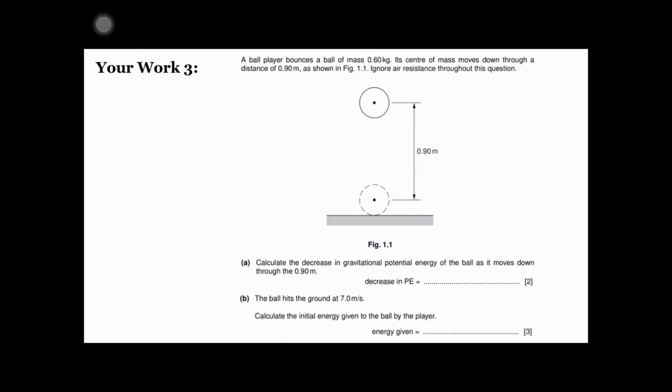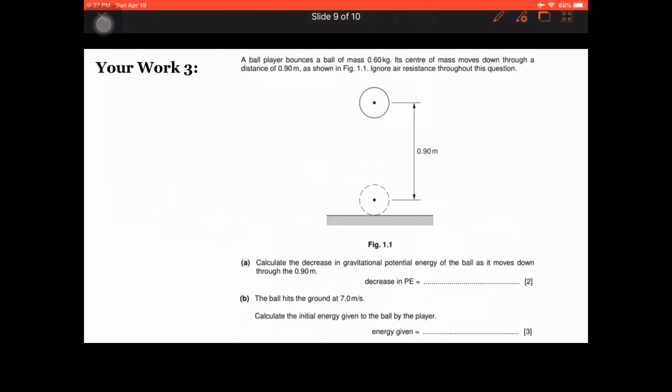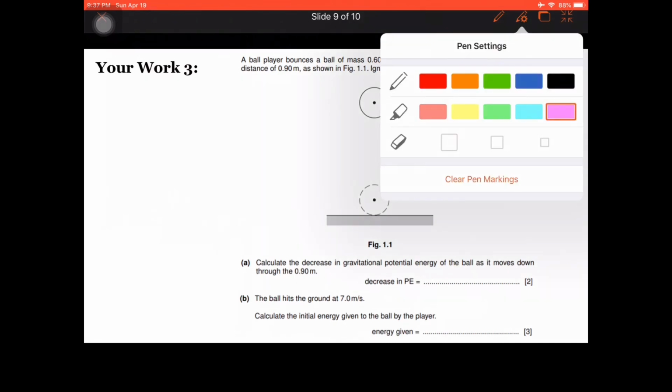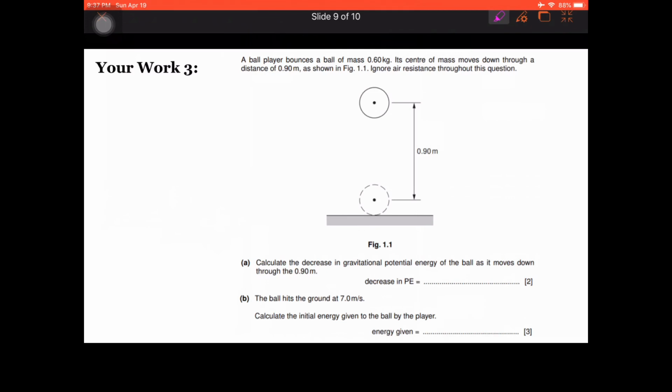Okay, third question for your individual work is this one. So now don't be nervous if you see some figures like this. It's easy, okay? So 0.60 kilogram is given. You have a distance of 0.90, and you're going to calculate the decrease in GPE. Okay, GPE is equal to mgh. Don't forget that. And the ball hits the ground at 7.0 meters per second. Calculate the final energy, and KE here is equal to half mv squared, because you have 7.0 meters per second as given. You can use that, and it's a 3-mark question.